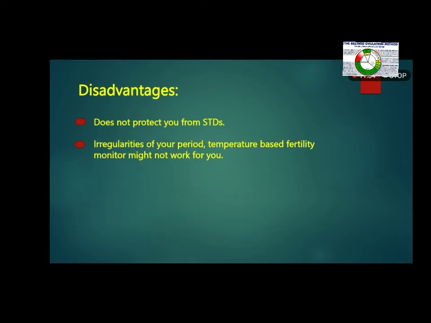Next is irregular periods. If your menstrual cycle is shorter or longer than the average 28 to 30 days, or just typically irregular, a temperature-based fertility monitor might not work for you. But there is a fertility monitor called OvaQ that works by monitoring electrolytes and claims to work for women with irregular periods. Fear of infection.